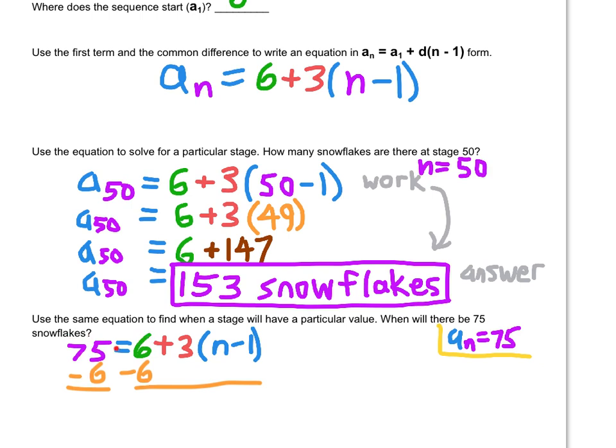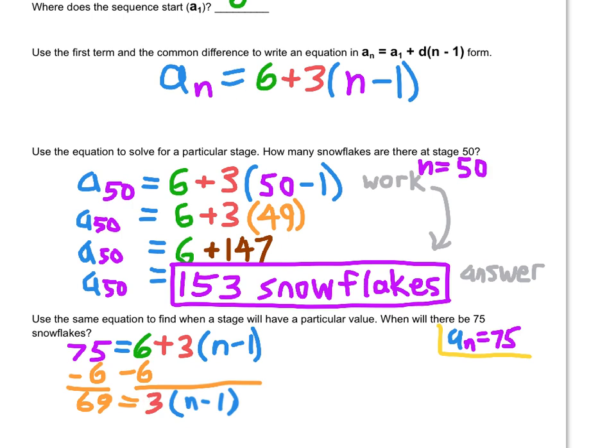Remember, we have 75 equals 6 plus 3 times n minus 1. Because it's an equation, whatever we do on one side, we need to do on the other side to keep it equal. 75 minus 6 is 69, which equals 3 times the quantity of n minus 1. Remember, all we did here is ask, 6 plus what is 75? Well, 6 plus 69 is 75. So the 3 times the quantity n minus 1 part is equal to 69. That's what you just found.